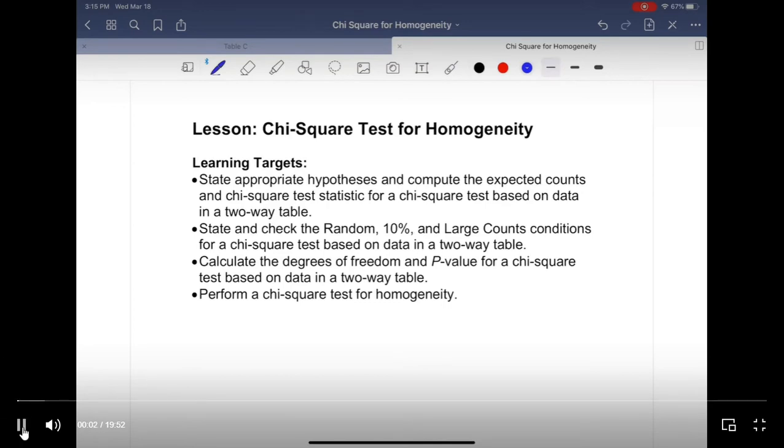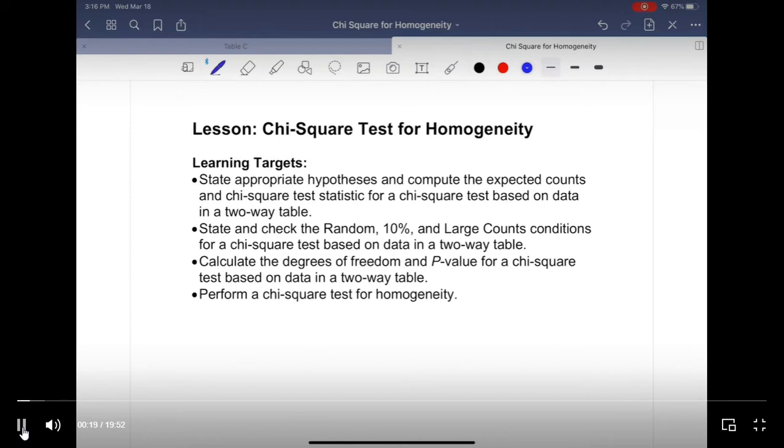Hi, I'm Lindsay from StatsMedic, and in this lesson today we're looking at a chi-square test for homogeneity. The past two lessons we've been looking at chi-square tests for goodness of fit. That was our first type of chi-square test, and now today we're getting into the second type, and that's a test for homogeneity. So we have four learning targets.